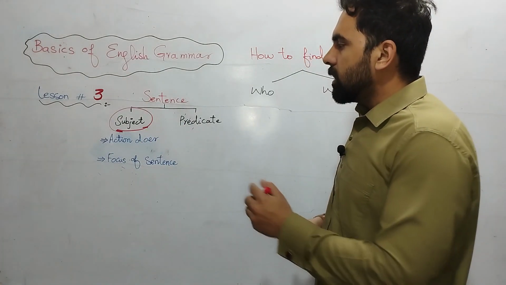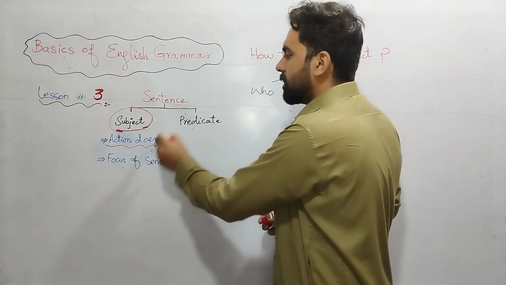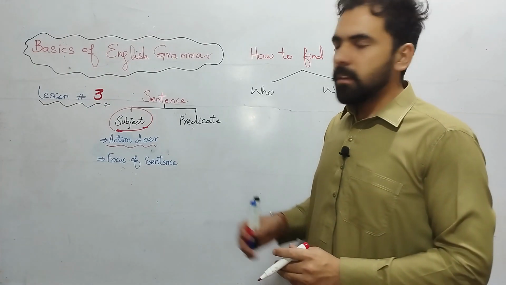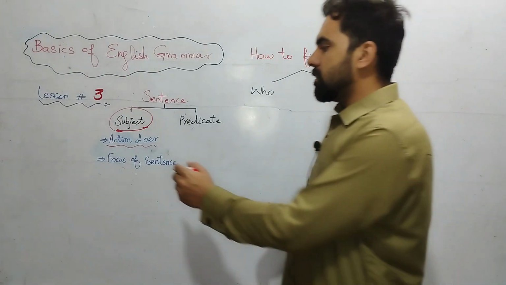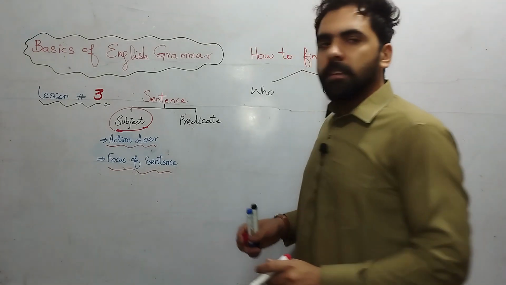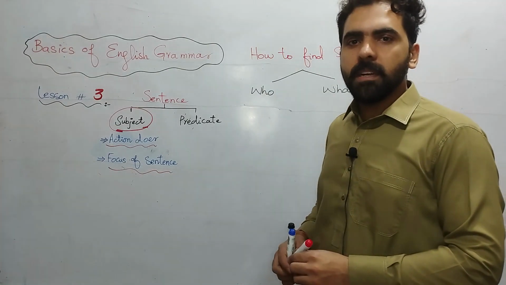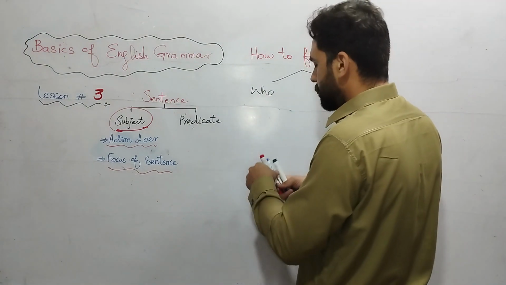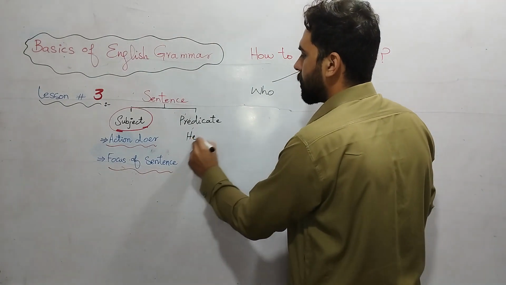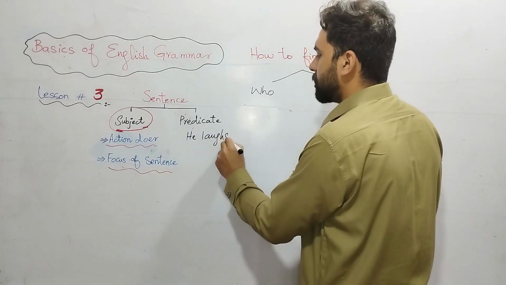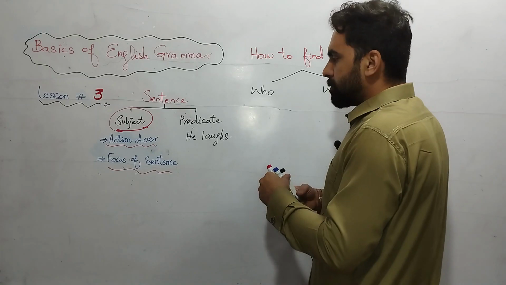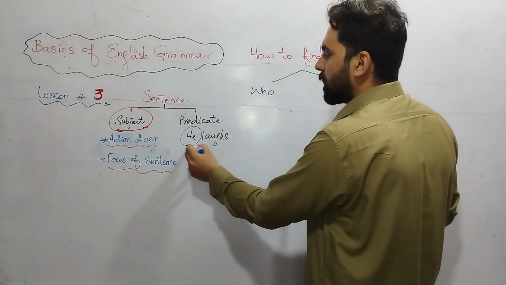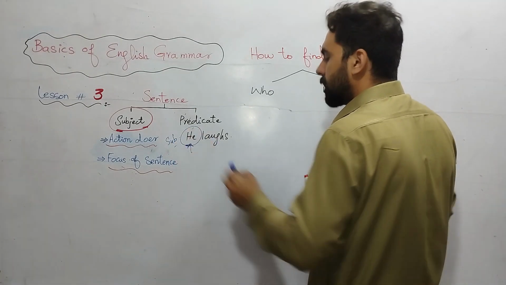Okay, we all know subject is something that does an action. Subject is a person or a thing that performs an action, or subject is the focus of the sentence. Subject is what the sentence is about. For example, if I say, "He laughs." Now, who is performing an action? That is he who is laughing, so he must be a subject.